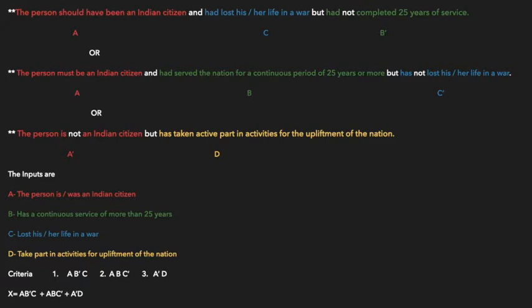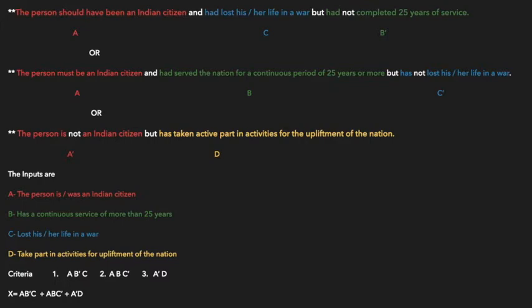Now look at the C part first. Let's say I've changed the color to blue. Had lost his or her life in war, and the input C says lost his or her life in war, so C will also be taken as it is. Now come to the third part of this statement: had not completed 25 years of service. Please make sure that here it is not. B says has a continuous service of more than 25 years, but here it says not completed, so that is why I have taken B as not. So my first statement is actually A, C, B not. I hope you have understood.